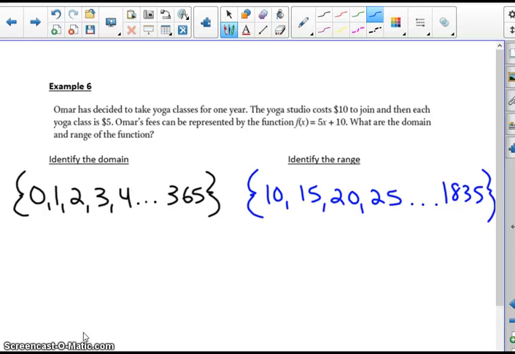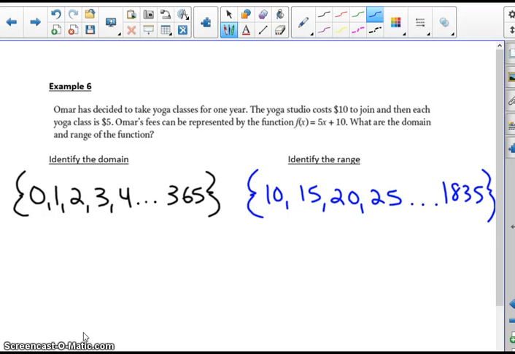So if you're given a function, you have to first think about what x values or domain values make sense. If he's taking classes for a year, we know there are 365 days in a year. So Omar can go for 0 classes, 1 class, 2 classes, 3 classes, all the way up to 365. So those will be the domain values for that function. Does that make sense? The range values will be those domain values plugged into that function and calculated.